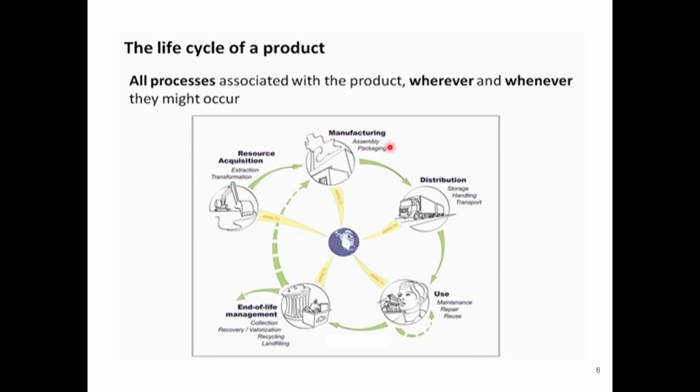In the second process, manufacturing, there will be unit processes related to assembly, packaging, etc. In the distribution process, there will be unit processes related to storage, handling, transport. In the process of use, which is the main goal behind the development of the product, there will be unit processes related to maintenance, repair, reuse. And in the end of life management process, there will be unit processes such as collection, recovery, valorization, recycling, landfilling, incineration, etc.